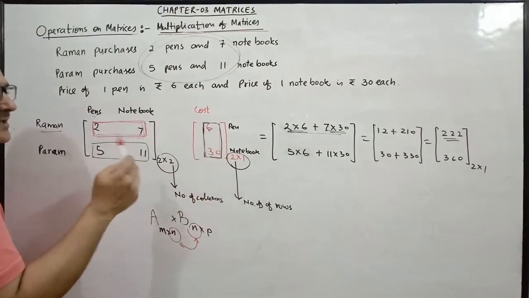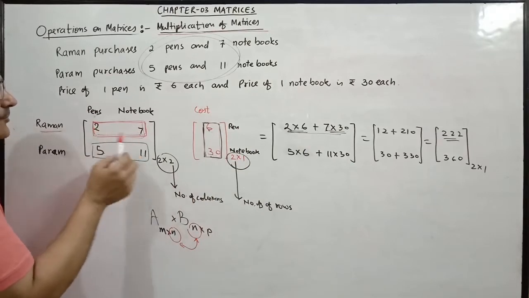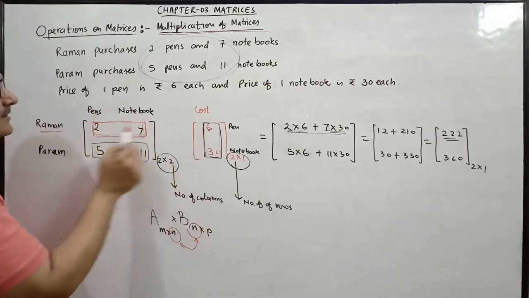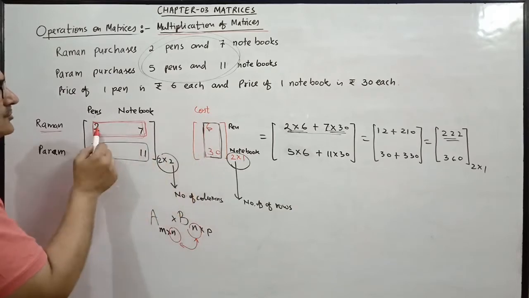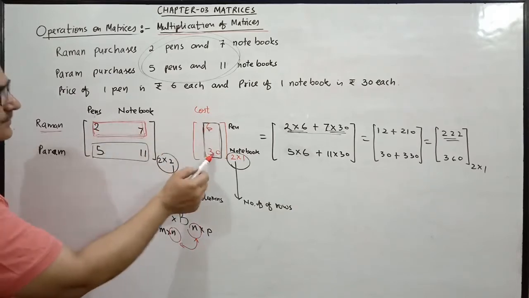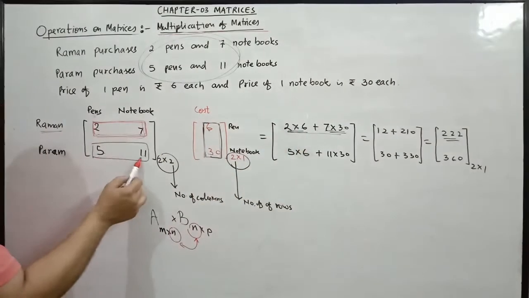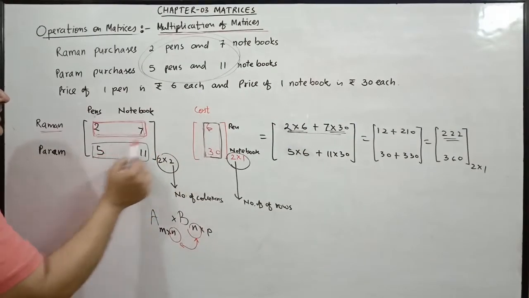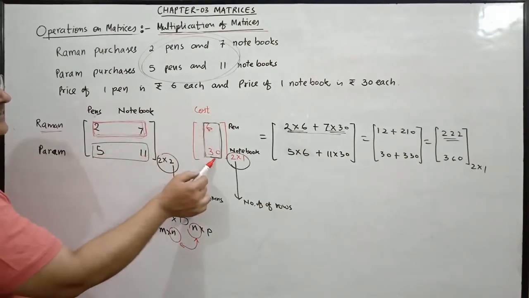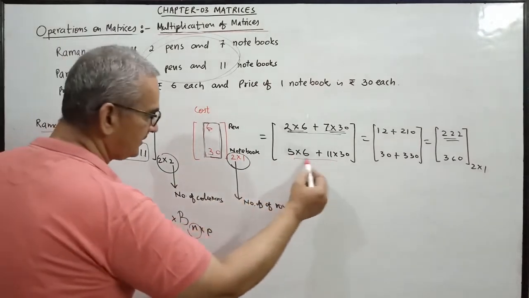Okay, so we are finding the sum of the product of the corresponding elements of the first row and first column: 2 multiplied by 6 plus 7 multiplied by 30. Similarly, the second row is multiplied by the first column: 5 multiplied by 6 plus 11 multiplied by 30. We are getting it here.